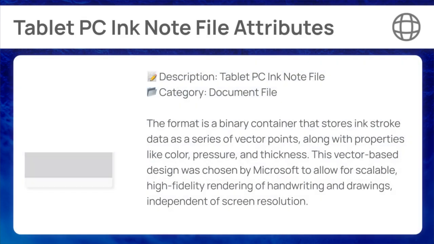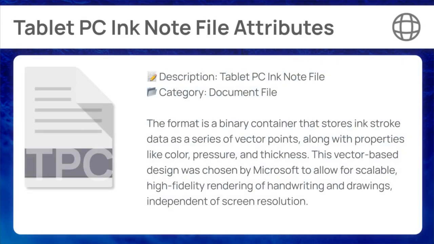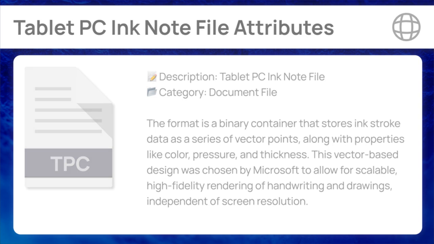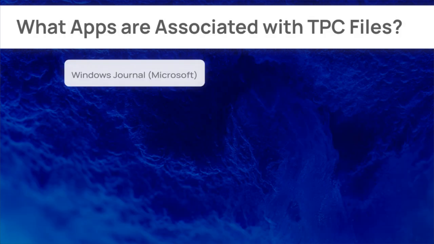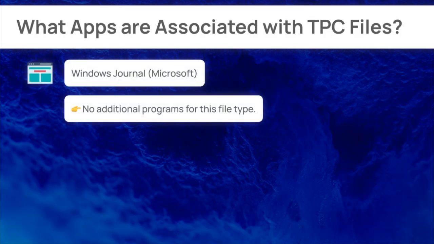The format is a binary container that stores ink stroke data as a series of vector points, along with properties like color, pressure, and thickness. This vector-based design was chosen by Microsoft to allow for scalable, high-fidelity rendering of handwriting and drawings, independent of screen resolution. The designated application for the TPC file is Windows Journal from Microsoft.